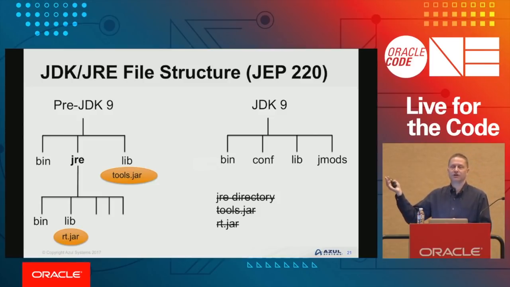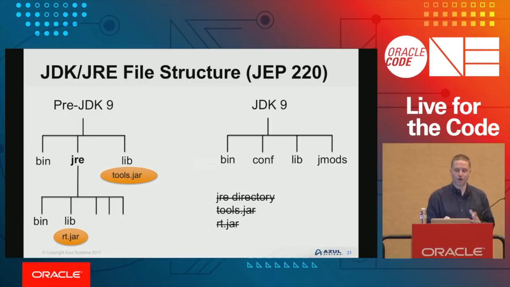Lib directory for native code, and the jmods directory, which is where all your modules are. So the tools.jar and rt.jar have gone away. No separate JRE directory. The whole idea now is to use JLink to build a specific runtime for your application.